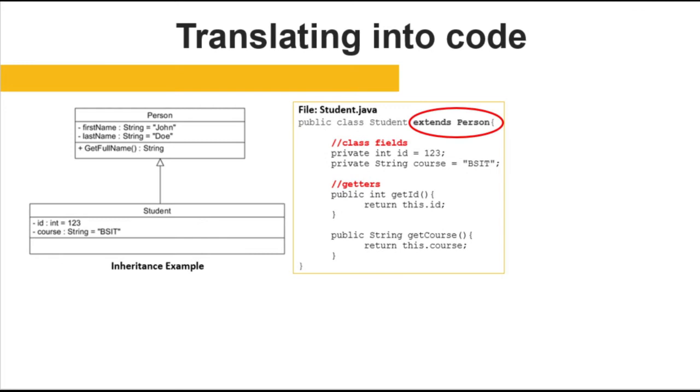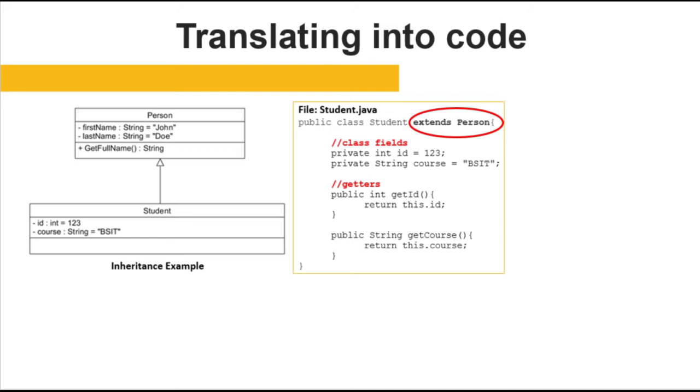As defined in the class diagram, the student class has class fields such as ID and course, but since we used an arrow that points to another class, in our case the person class, the student class is now a subclass of the person class and will be able to receive the class fields such as first name and last name, including its getters and the method named getFullName, even without directly defining them inside the body of the student class.